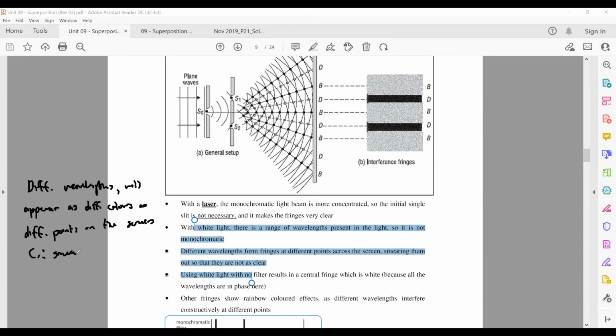Therefore, smearing the interference pattern. If you use white light, there will always be a range of wavelengths present. The different wavelengths will form fringes at different points across the screen, smearing out the image. Let's just say you use red light, you expect to see only this. Let me give you an example.